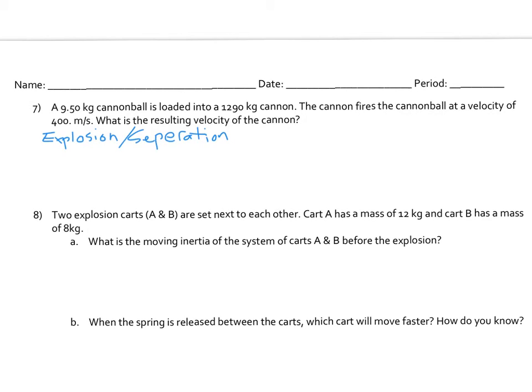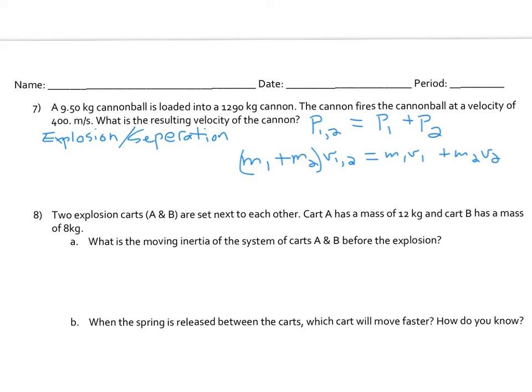So if you chose explosion separation, you win. And the reason why we know this is because it's the old standby cannon and cannonball that are going to start as one combined mass and then separate out away from each other in 2 opposite directions. Now we can also assume, because it wasn't told to us that there was an initial velocity, that we probably started at rest with both the cannon and cannonball.